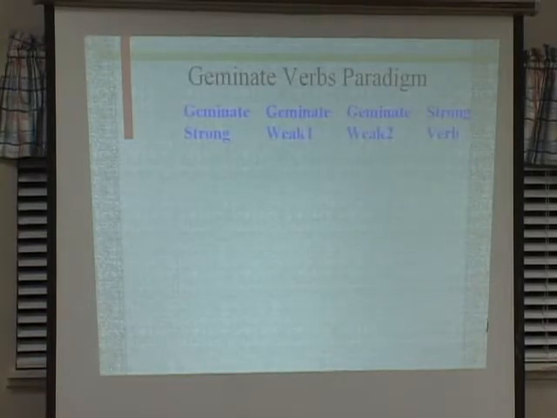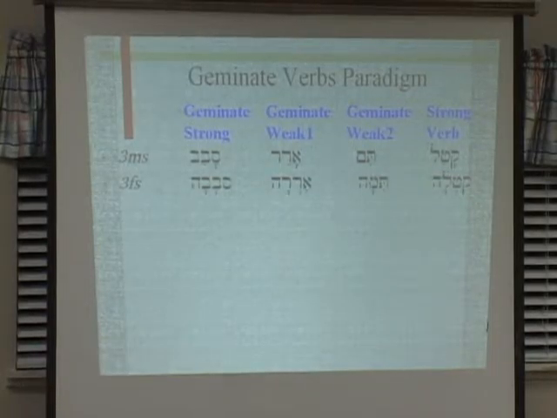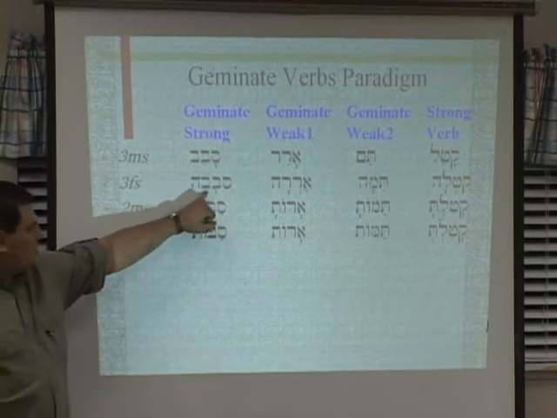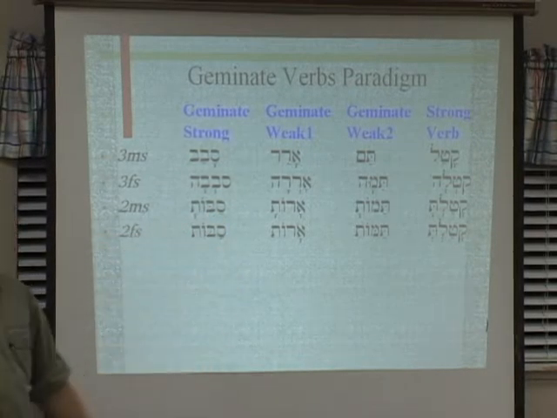Let's look at the examples. Sabav is our verb for geminate strong, and there's arar for geminate weak, and geminate weak part 2 is tam. Sava or arra, sabota. You see that holem vav appearing? Sabot. And that reduplication of the second bet is in that dagesh forte right there.